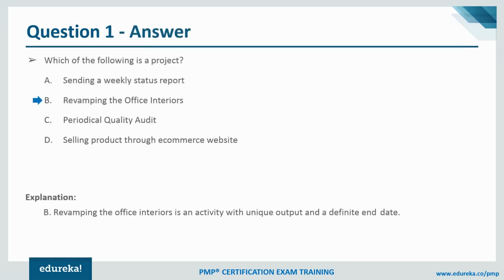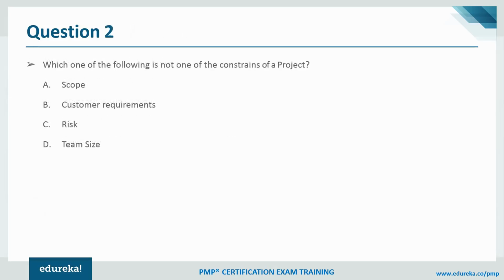B, revamping the office interior is a project because it has a start date, it has an end date, and the outcome of this project is also going to be unique. It is going to revamp the entire interior of your office. Periodical quality audit is again an operation, and selling product through an e-commerce website is obviously an operation. Great, fantastic.